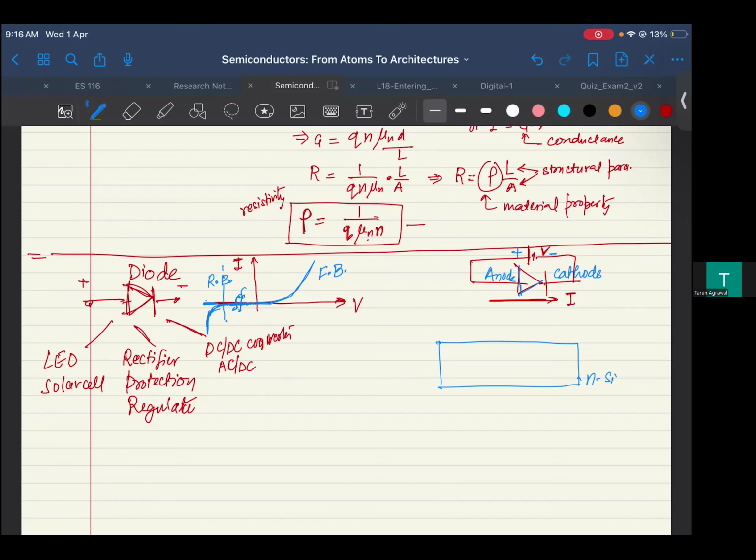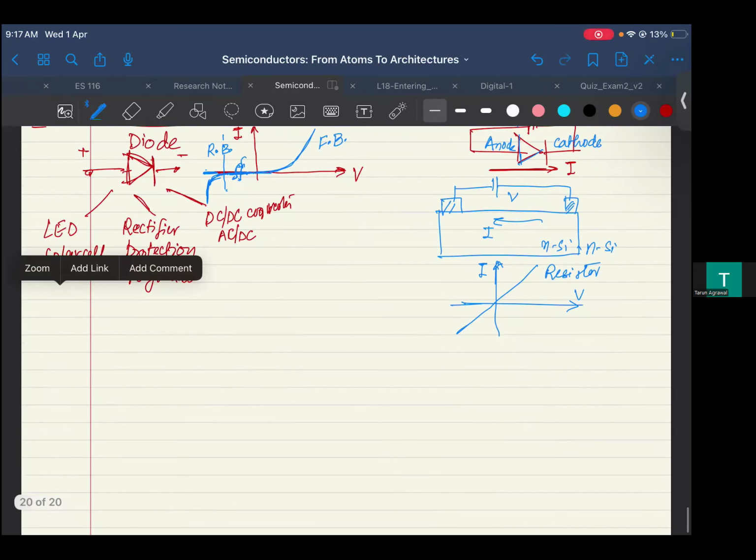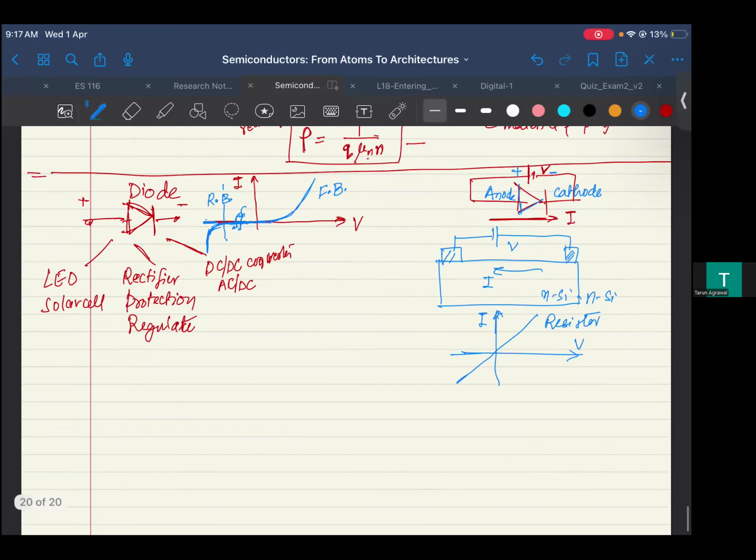So if I were to plot this, and this is your N silicon, and you again apply a voltage and record the current, what characteristic are you going to see? Likely something like this. This is your IV, which is why we saw that this is a resistor, because it's a linear characteristic. Our goal is to build this kind of relation. How do I do that? That is the question one would ask.